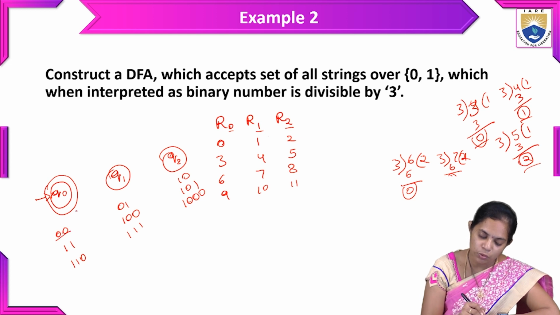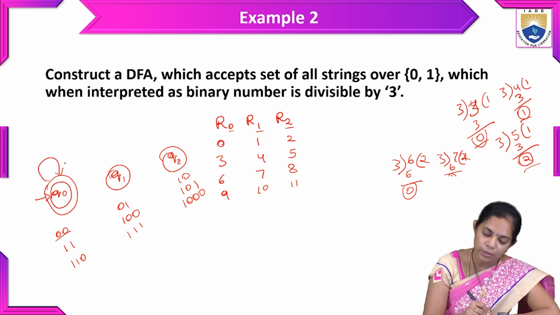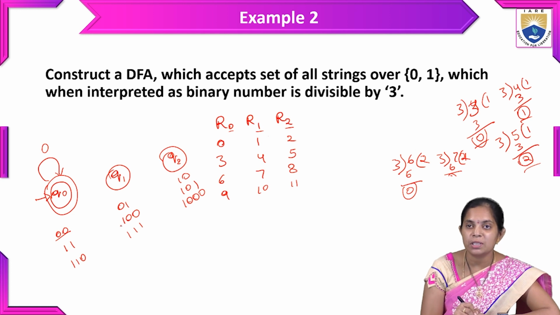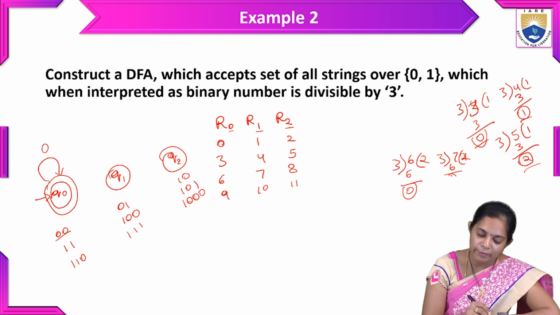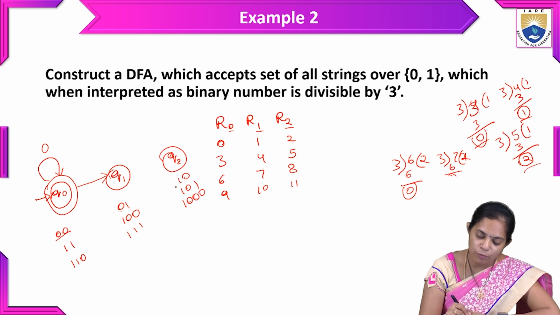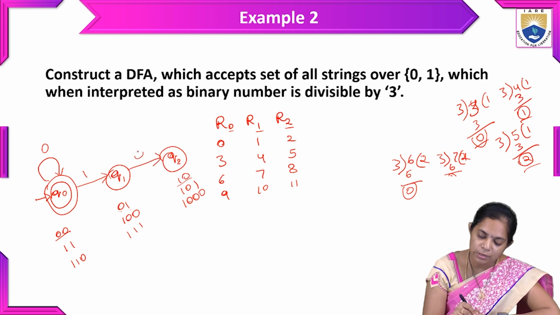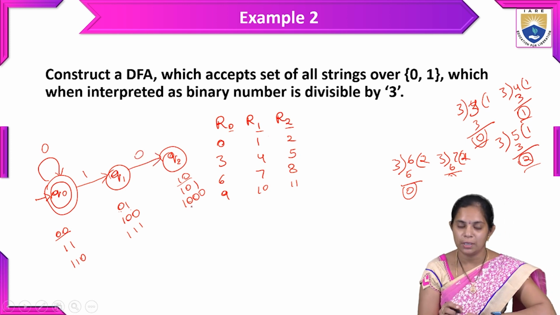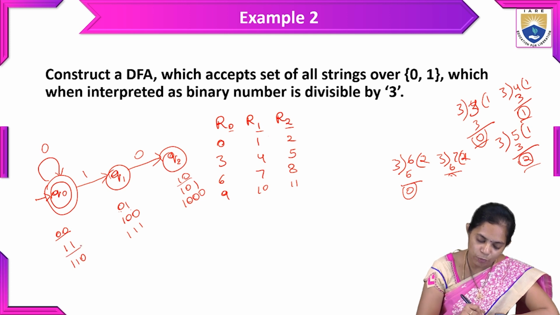So 0, 0: if you get 0, 0, we need to be in the same state, the Q0 state only. And Q1: 1, 0, 1 is there. So 1, 0 is there, and if you give 1 as an input, it is reaching the Q1, so we will get the remainder 1. And 1, 0 is there, and here we need to write 1, 0. So if it is giving 0, we will reach the Q2 state. And we'll take 1, 1.